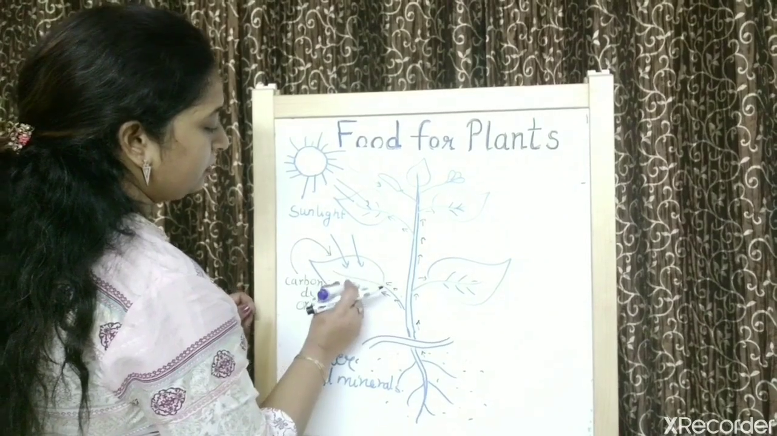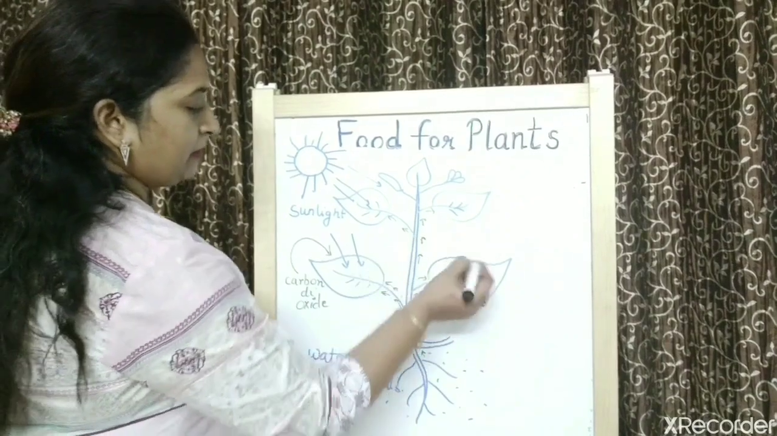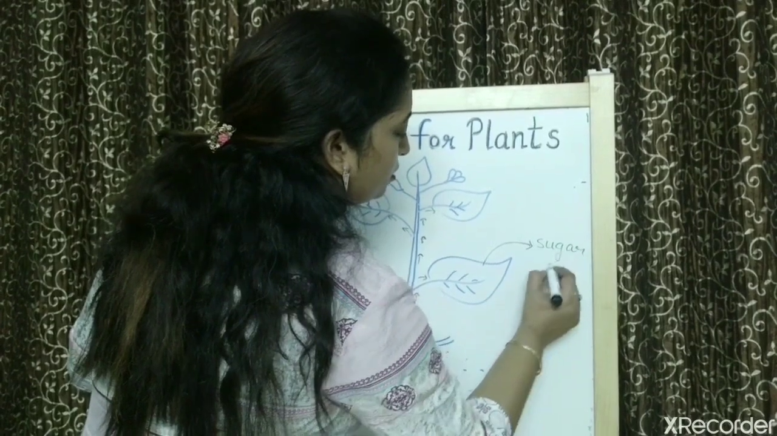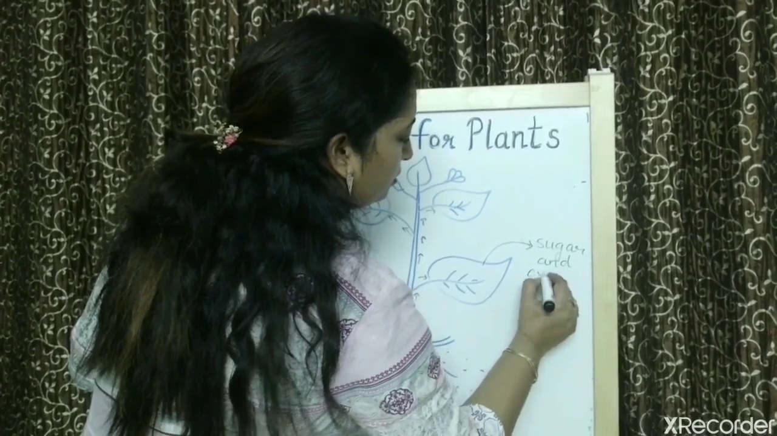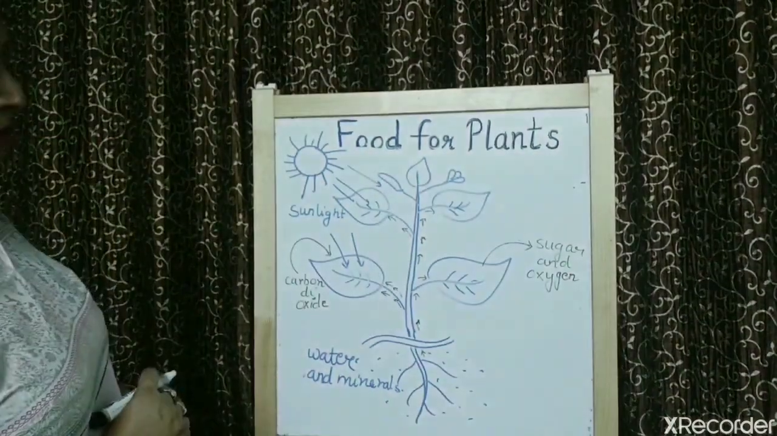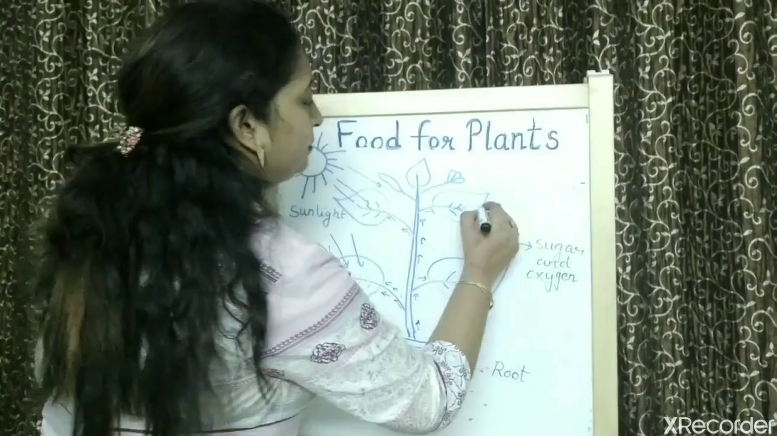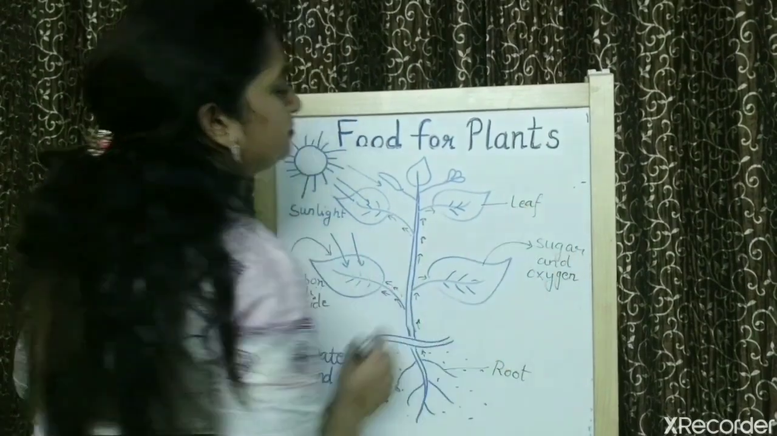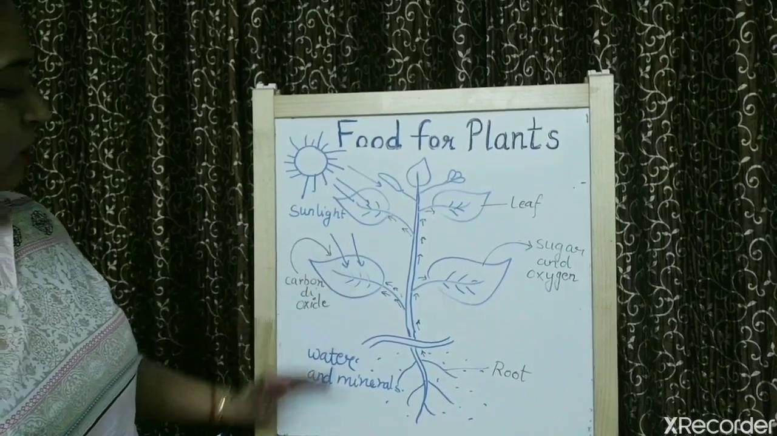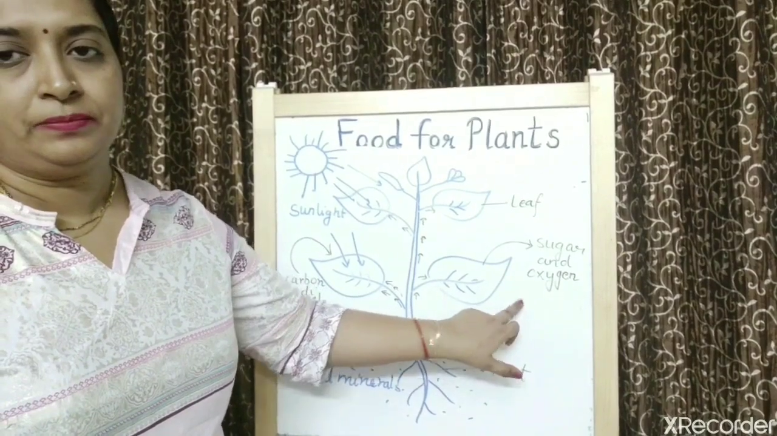Right? So what will be the products? You can show with the help of an arrow. Products will be sugar and oxygen. Sugar and oxygen. Right? So you can label also that this is root and this is leaf. You can clearly see here that by using sunlight, carbon dioxide, water and minerals, plants are preparing sugar and oxygen. Right?